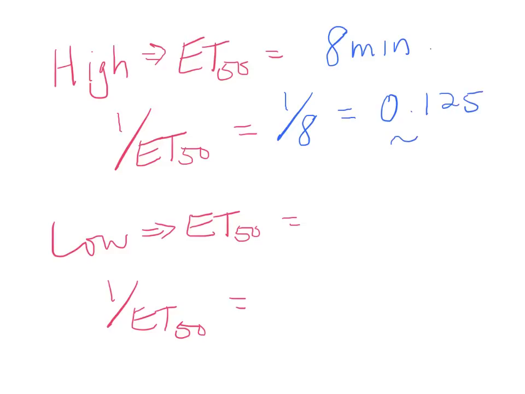And our low ET50 value was a number that was greater than 15. Well, let's use a number that's greater than 15. Let's use 16. So let's say our ET50 value is 16 minutes. So our 1 divided by ET50 value will be 1 over 16. Well, if you use your calculator there, it will be 0.0625, but we'll round it off to 0.06.